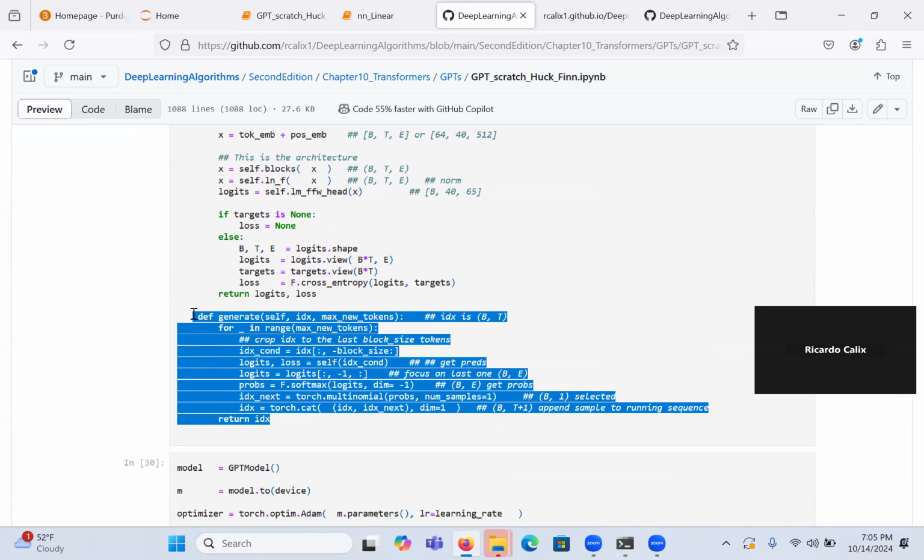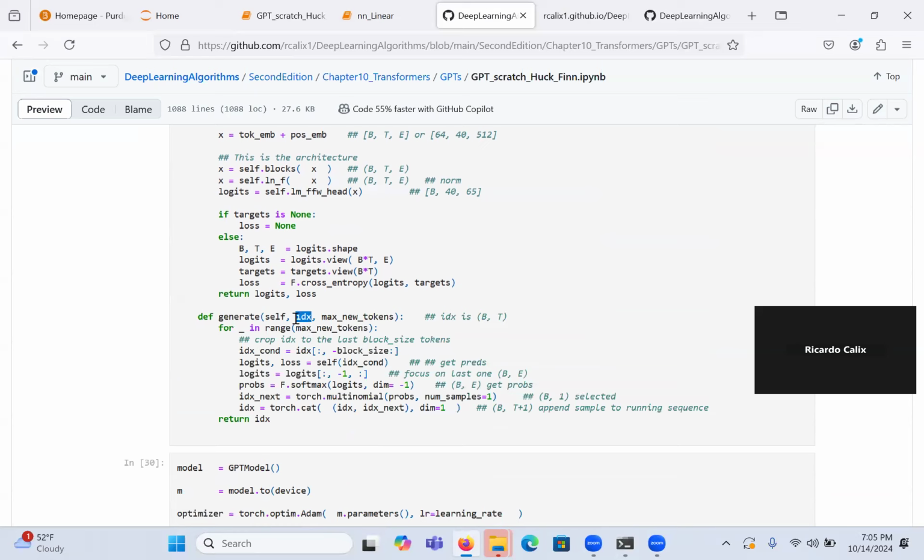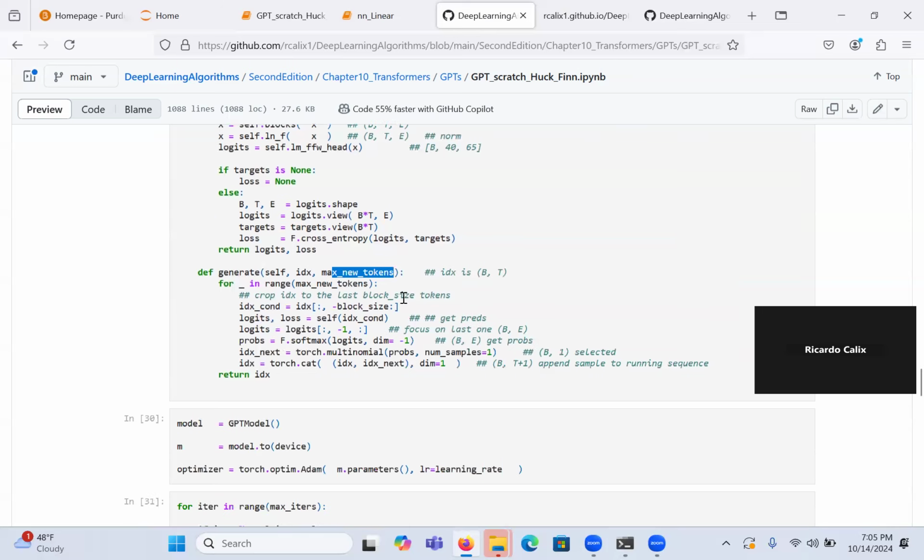All right, so what does it take? It takes the input IDX here and the max number of tokens. IDX is B by T, where B is the batch size, and T is the sequence length. I just gave it 1 though, because I didn't want multiple generations. Then in a for loop, I repeat the same process and produce a token every time.